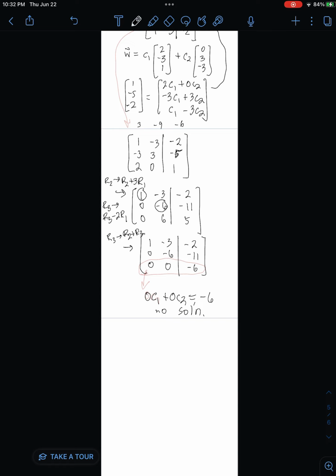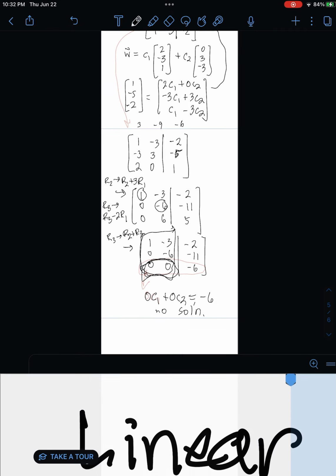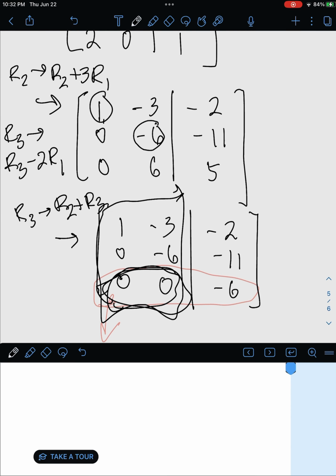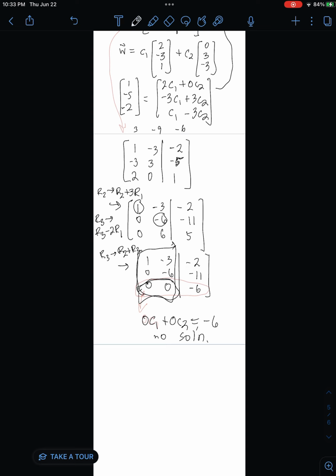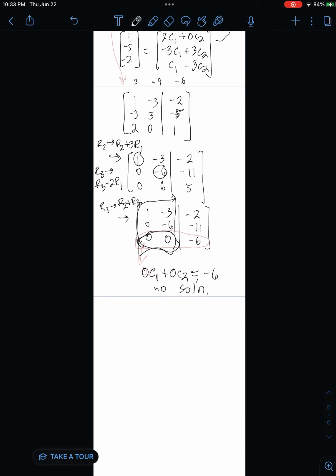Right? So let's just review. When the system has no solutions, you row reduce the augmented matrix, and when the coefficient part is all zeros in a row but the augmented part is something other than 0, then your equation is 0 equals something that's not 0, and that's going to have no solutions, right?